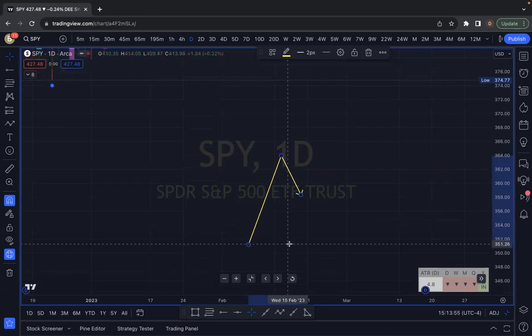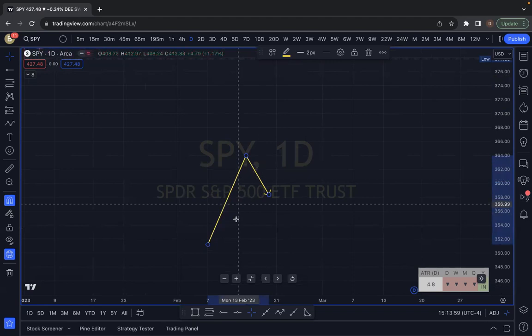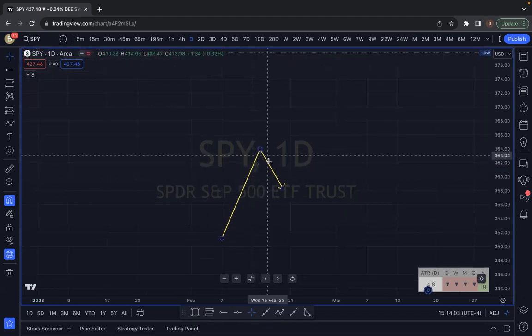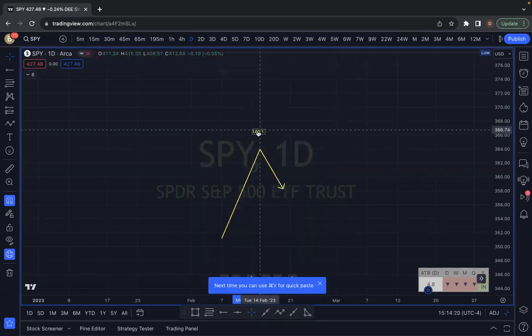So one way you can draw a fib is each leg. And what I mean by leg, every time you have an impulsive move like this and you have a retracement, that would be considered a leg. So let's label that. And I like capital letters. Right? So this would be our first leg.